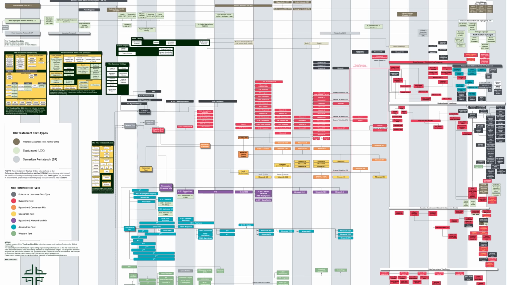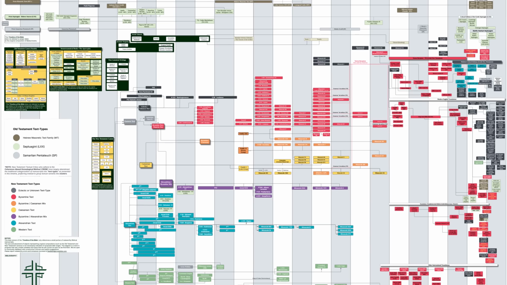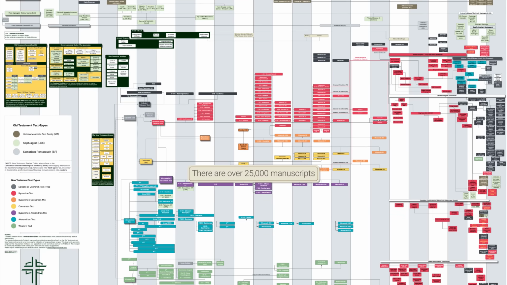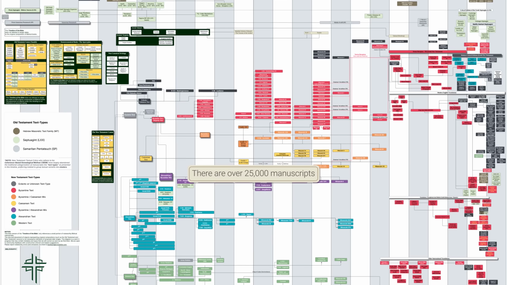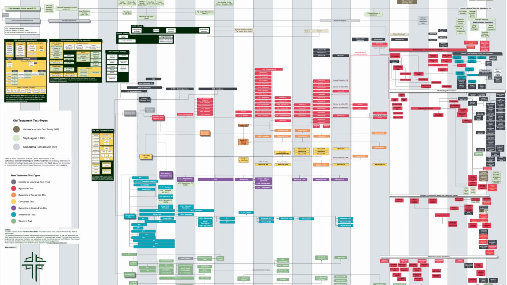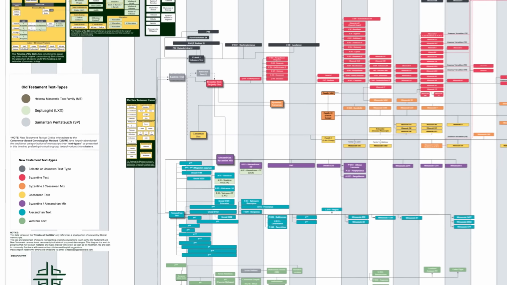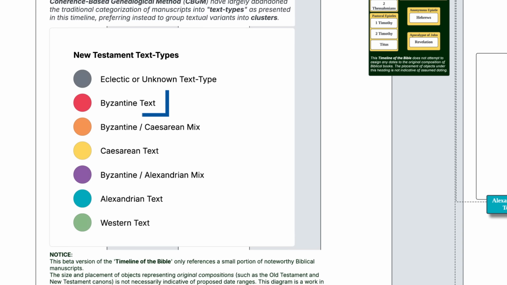Basically, each colored square on this chart represents an existing copy or manuscript of the New Testament. Now, there are over 25,000 manuscripts, including tiny fragments, that predate the printing press. So obviously this chart doesn't show all of them. However, it does show all of the really important ones. As you can see, there are several different colors. Well, these represent various textual traditions or text types. The three main ones being Byzantine, shown in red, Alexandrian, shown in blue, and Western, shown in green.